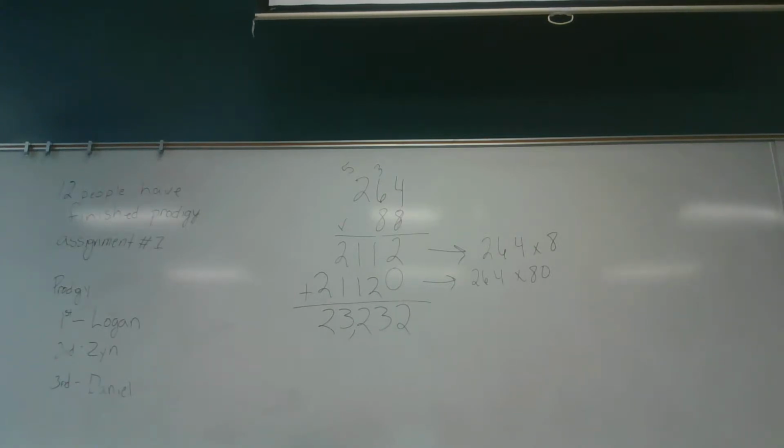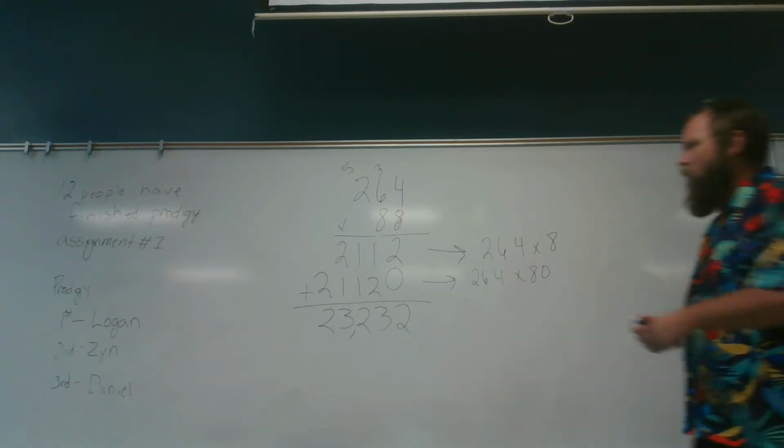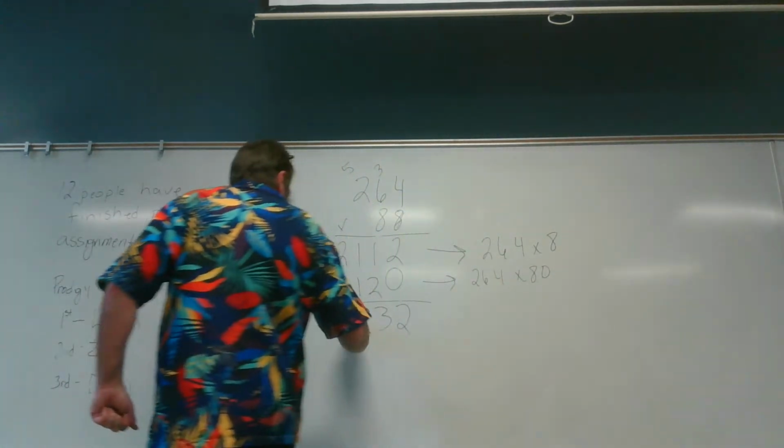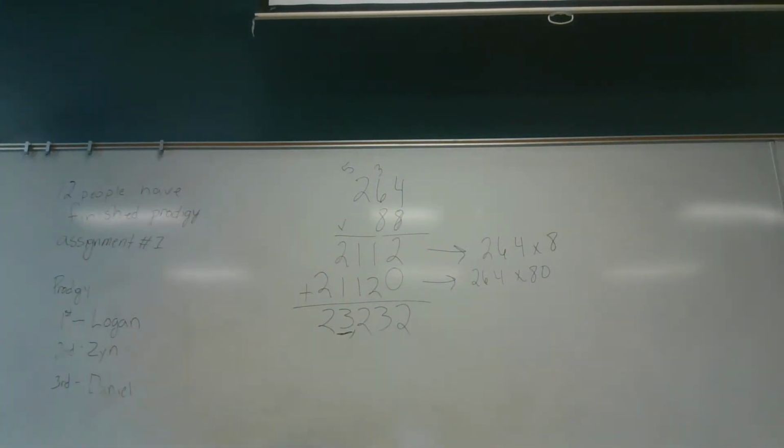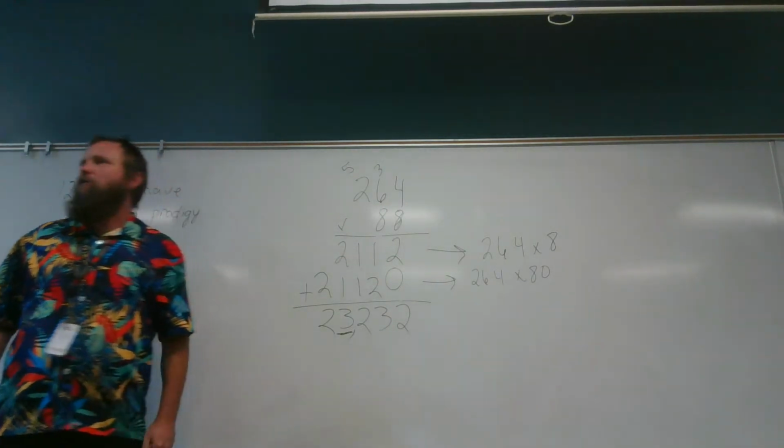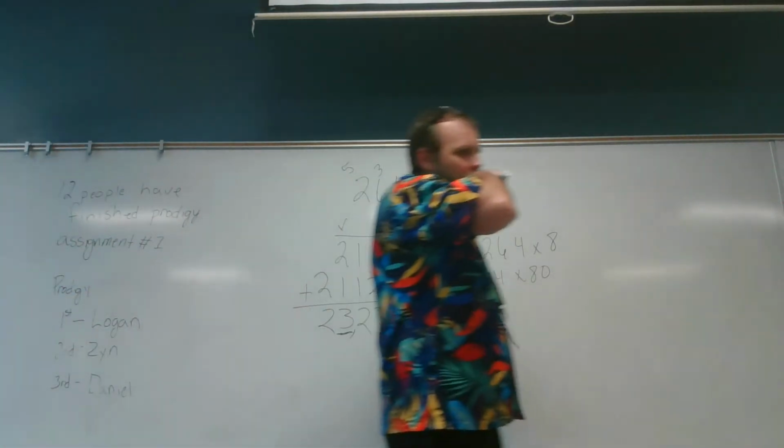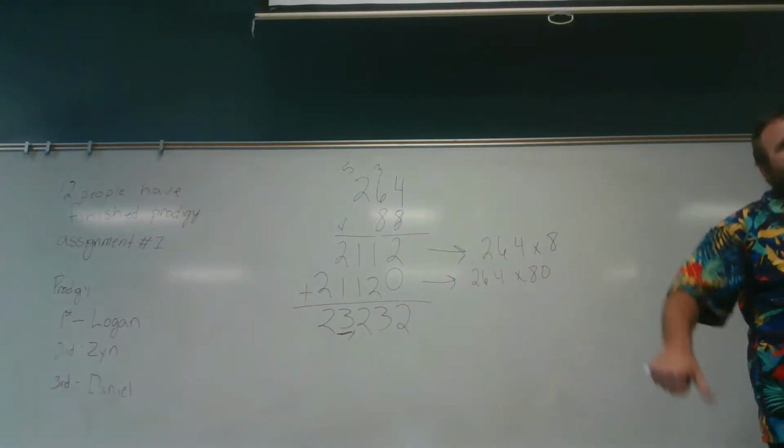23,232. Jacob M., what's the value of that 3? 3,000. The value of that 3 is 3,000. Look at there. We learned why the 0 goes there.